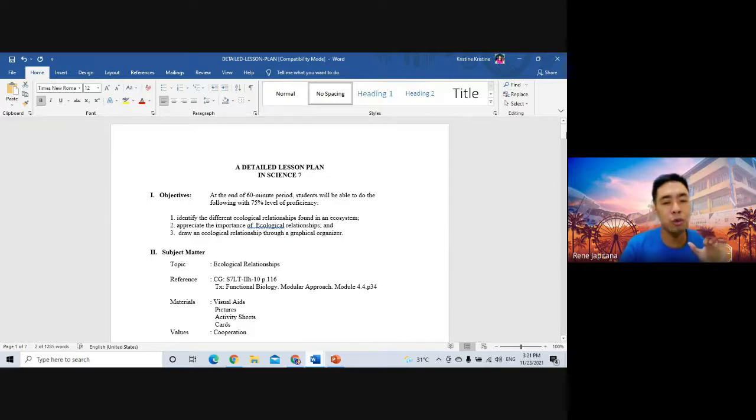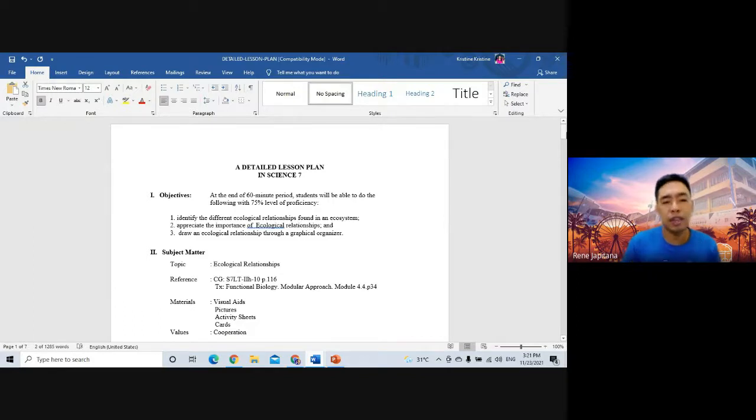The first thing that we need to check as a critic teacher, cooperating teacher, is your objectives. If the objective is not properly and appropriately created, of course, we can no longer check the rest of the topics, the rest of the parts of the lesson plan. That is why the objectives is a very crucial part of the lesson plan.